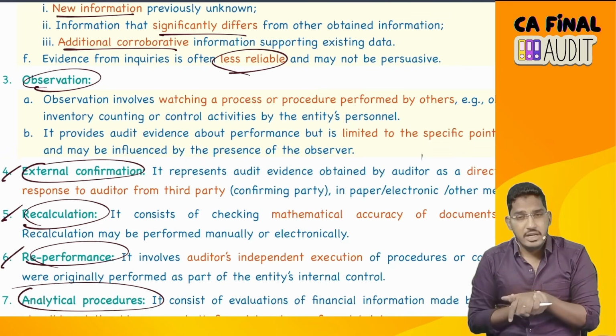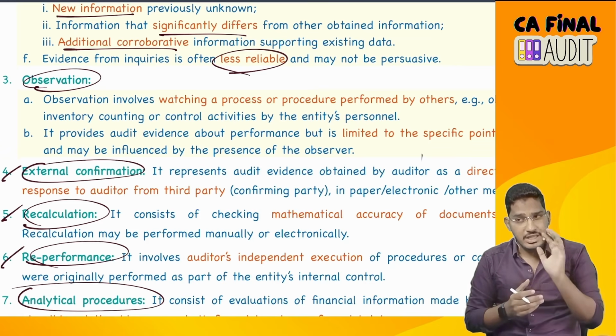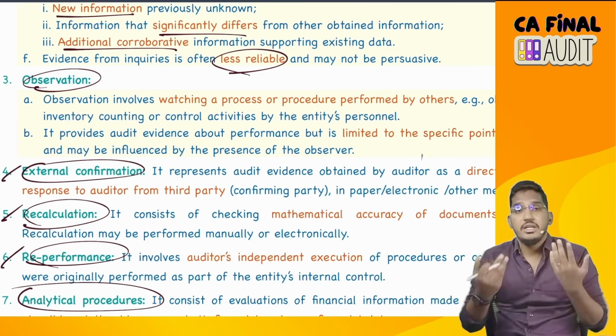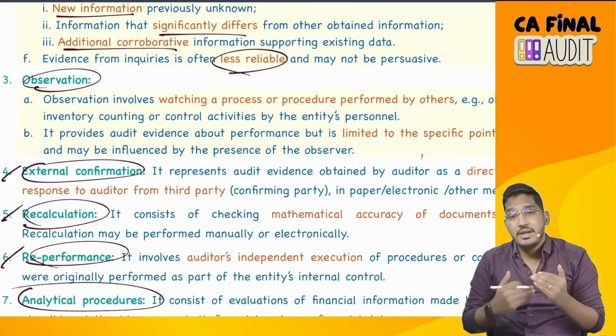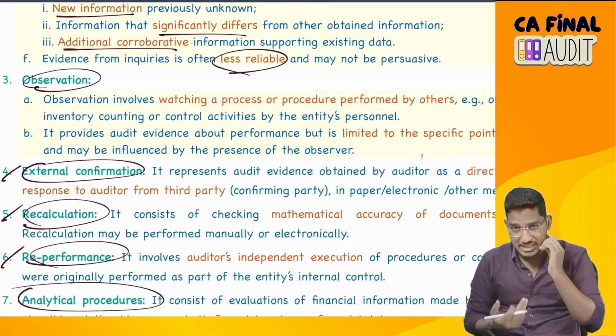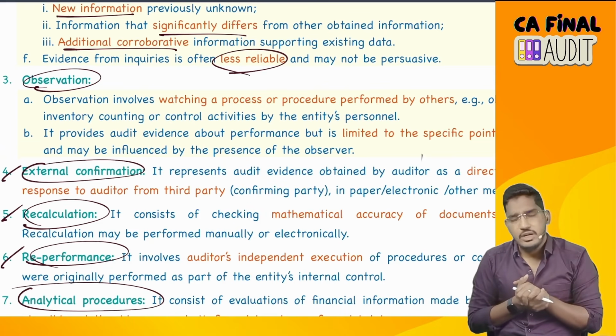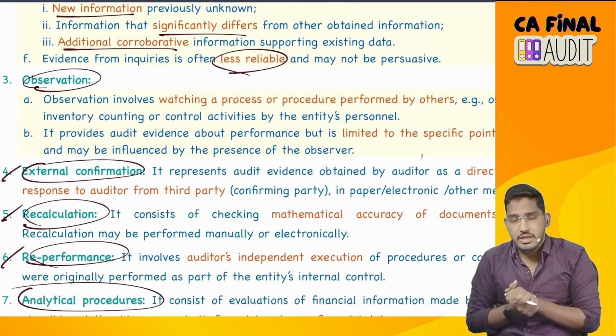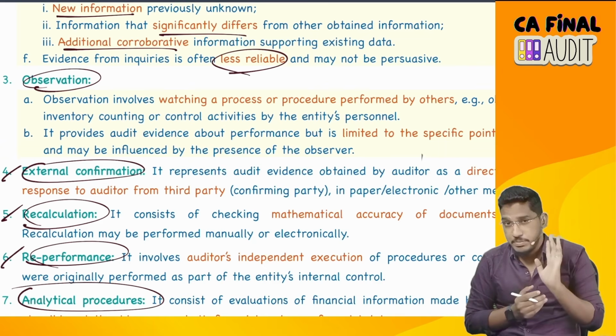Then we have another method, reperformance. Reperformance means a process which has already been performed by the management or entity, and the auditor is reperforming it. The auditor is independently executing that process once again to get the evidence. So reperformance will give you the best evidence. Why? Because you are executing the transaction independently once again. But the problem with reperformance is that it is very, very time consuming. It will take a lot of time, but it will give you the best evidence.